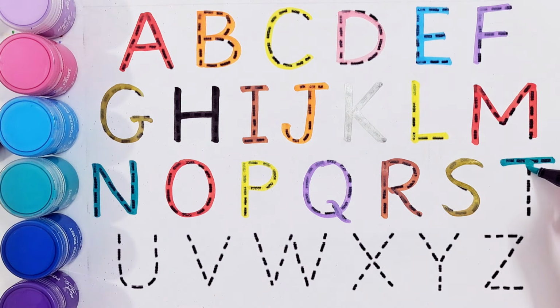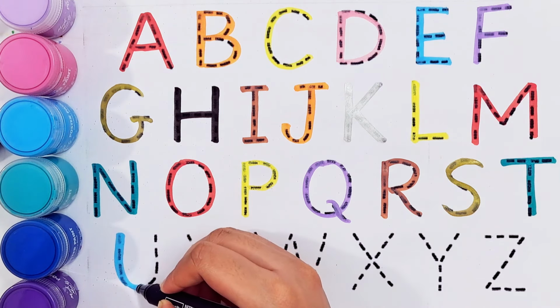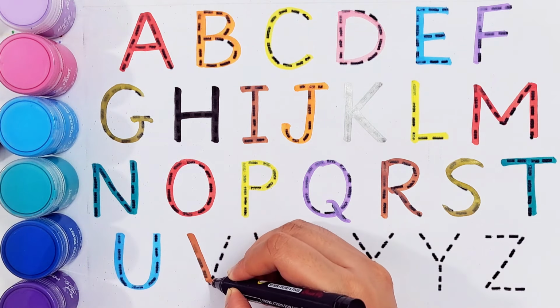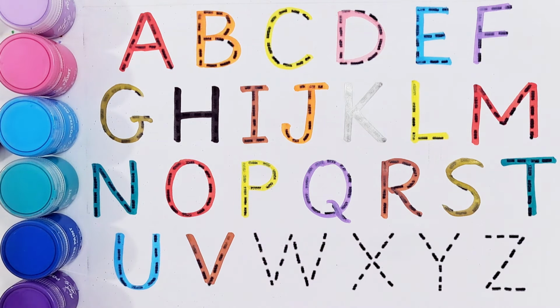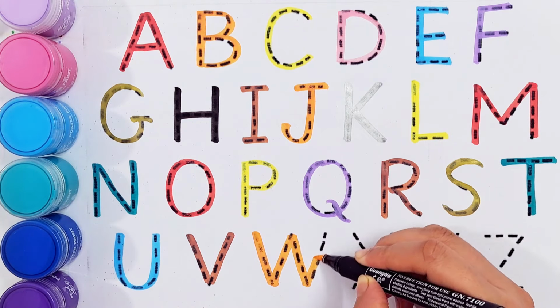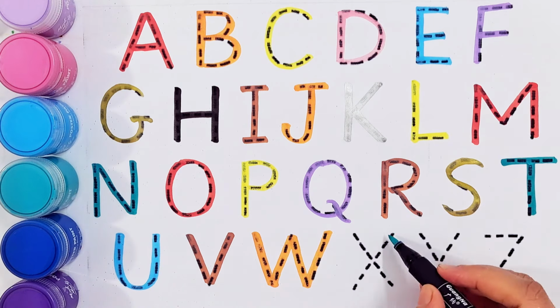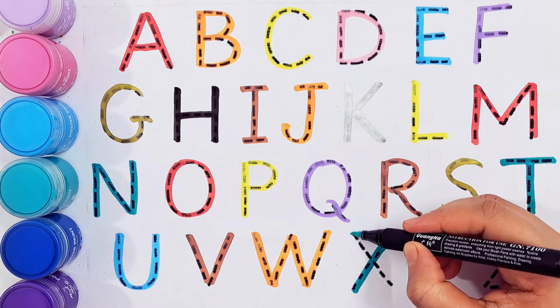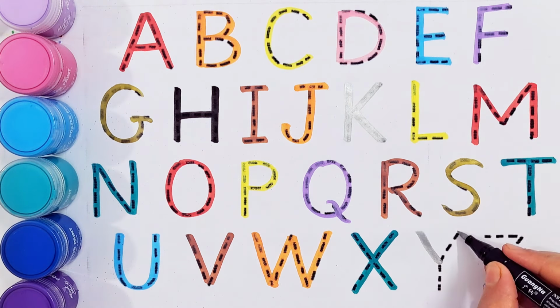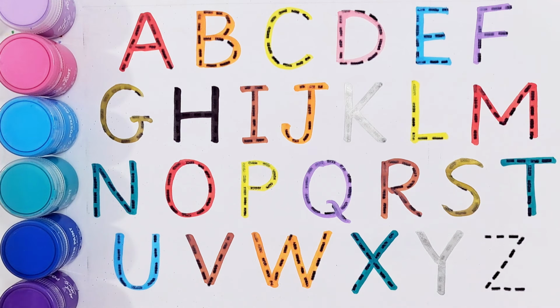T. T for train. U. U for unicorn. V. V for van. W. W for watch. X. X for x-ray. Y. Y for yolk. Z. Z for zinc.